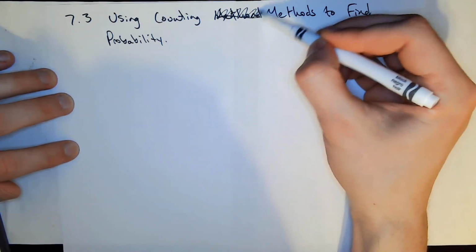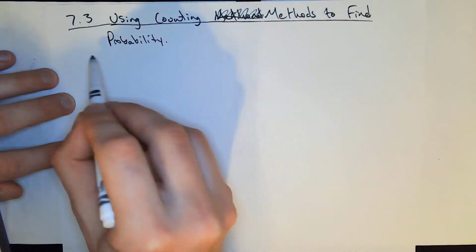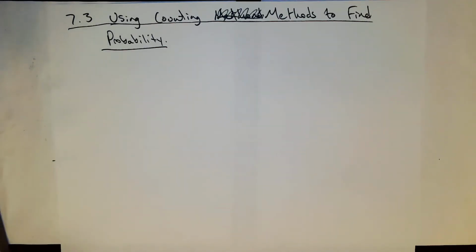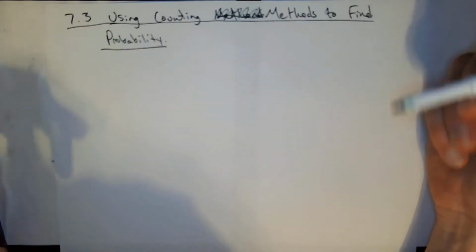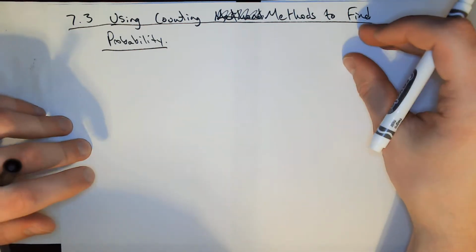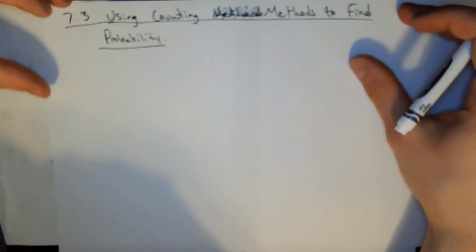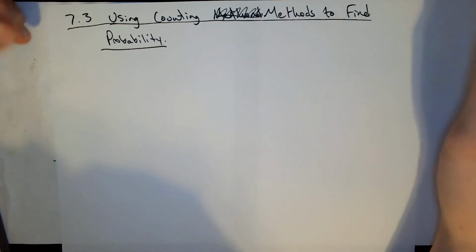Alright, so section 7.2 was so-called, what was it called? Something about counting methods, right? 7.2 was all about investigating counting methods, the factorials, the permutations, combinations, and the different techniques we considered there. And what we were doing in 7.2 was finding the size of various sample spaces. Whether we knew it or not, that's what we were doing.